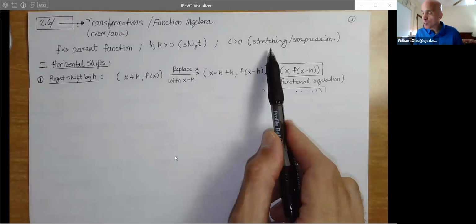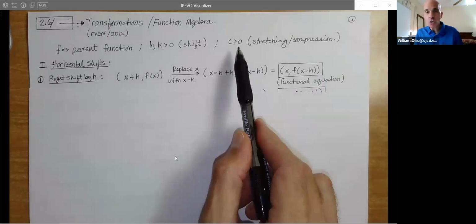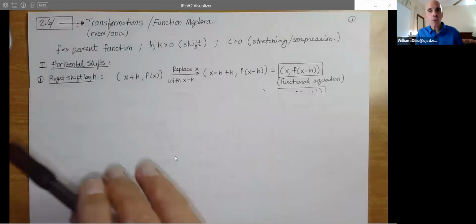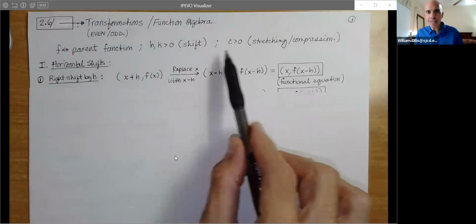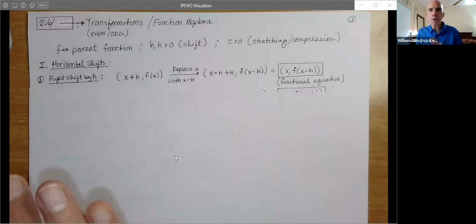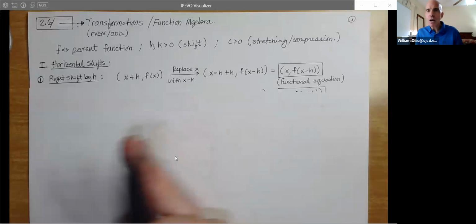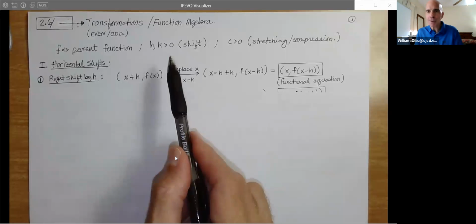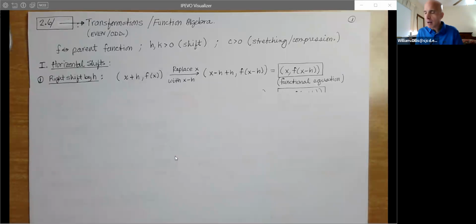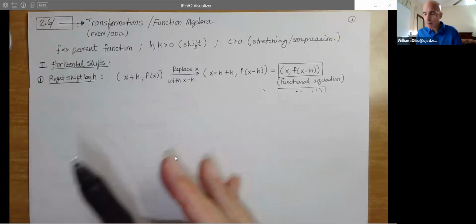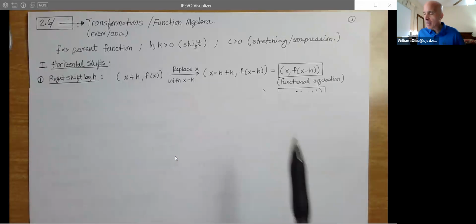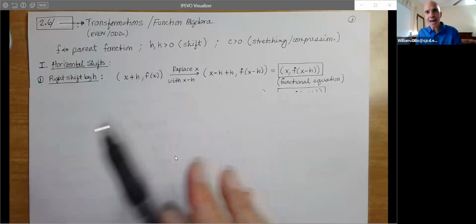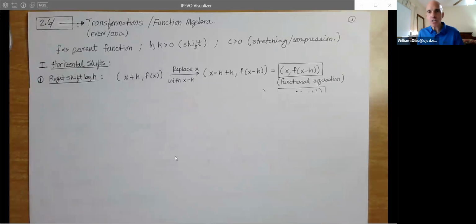And then for the stretch or compression, I'm going to use a positive c. Now, it doesn't matter what letter you use. I'm just going to try to stay consistent with these. But you can feel flexible and use other letters if you want to use alphas and betas. I mean, it doesn't matter. What we want is a convenient notation that's easy to replicate. Now, this is where I left you last week, and I want to go ahead and take that idea and extend it to the horizontal shifts.